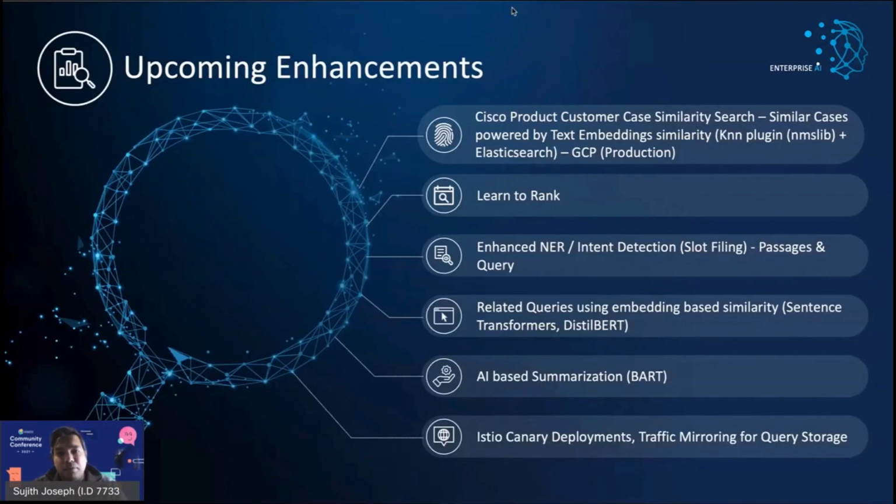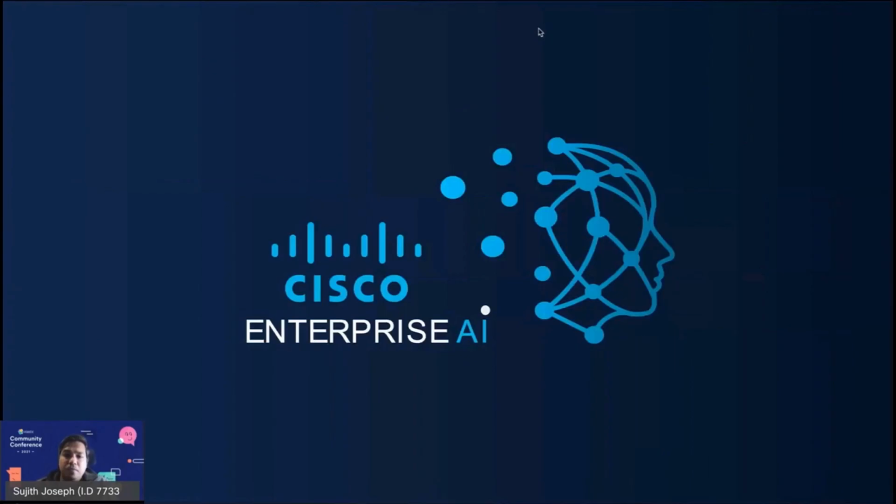Here are our upcoming enhancements. We have a use case where we provide recommendations for similar support cases for our support engineers of Cisco. The similarity is based on text embeddings, and we use an open source KNN plugin along with Elasticsearch. And this is also hosted in GCP. It just went live. We are working on learn to rank, advanced intent detection and slot filling for both the content as well as the query. We are working on query similarity using embeddings, AI-based summarizations, and Istio-related changes.